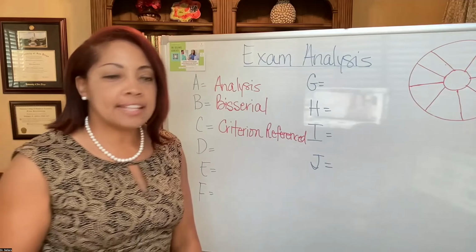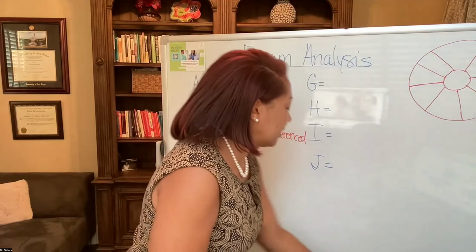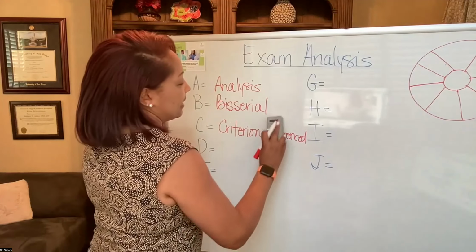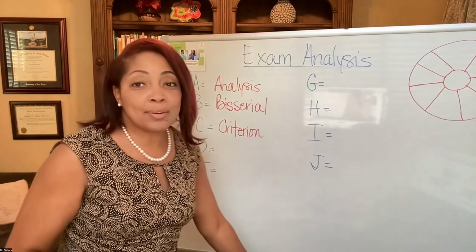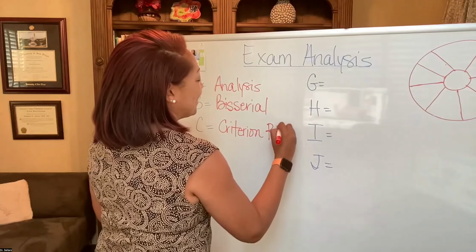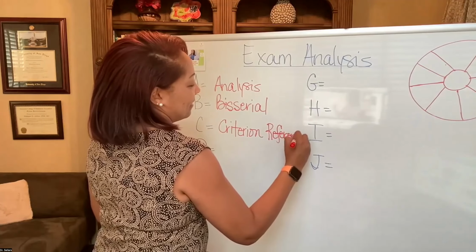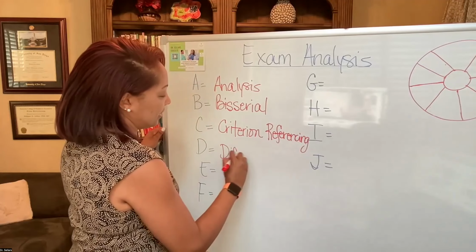And D stands for difficulty. I don't know how many of you write on a whiteboard, but when you don't write on it as often, you kind of get rusty. So criterion referencing, and then D stands for difficulty.